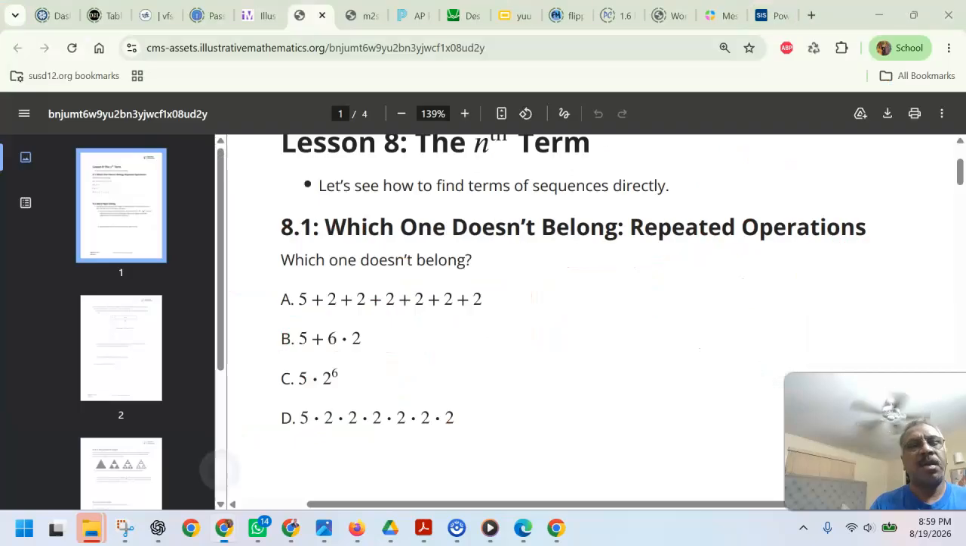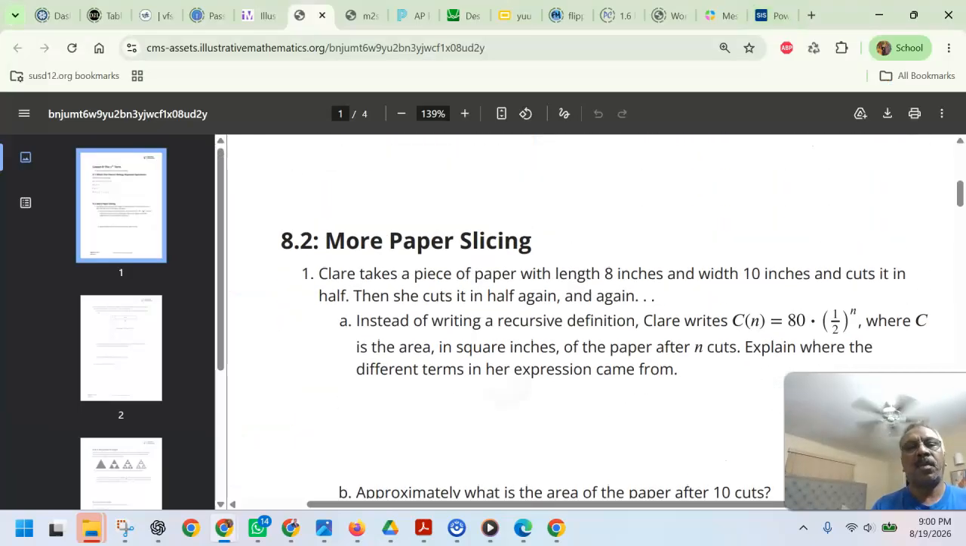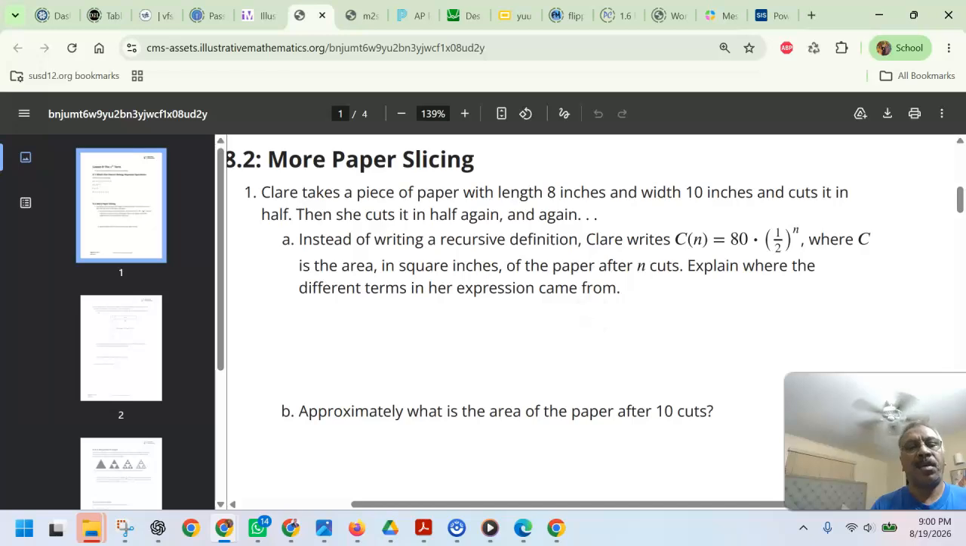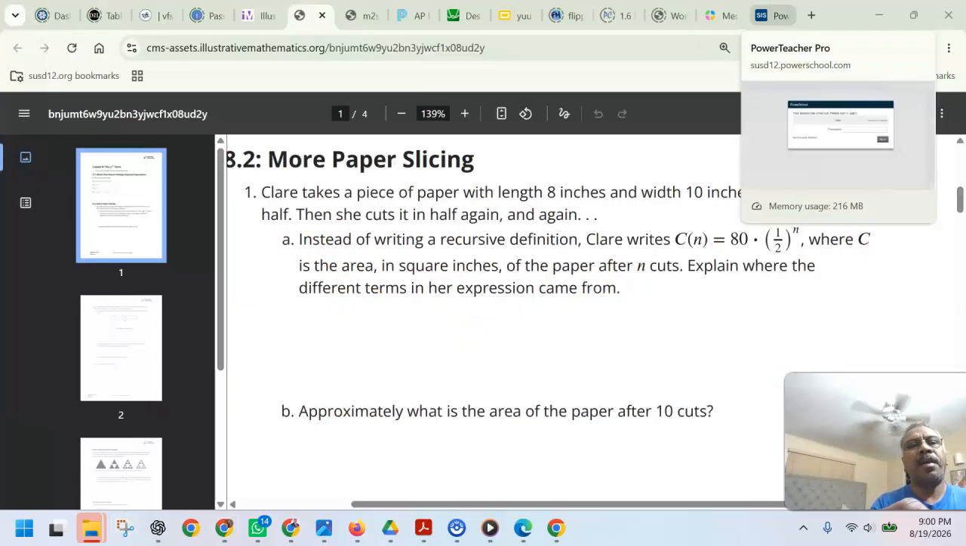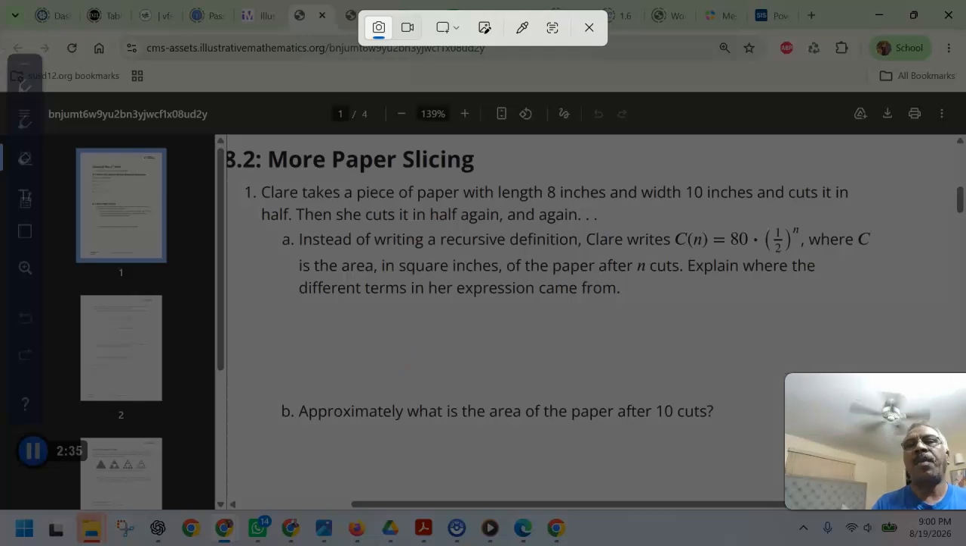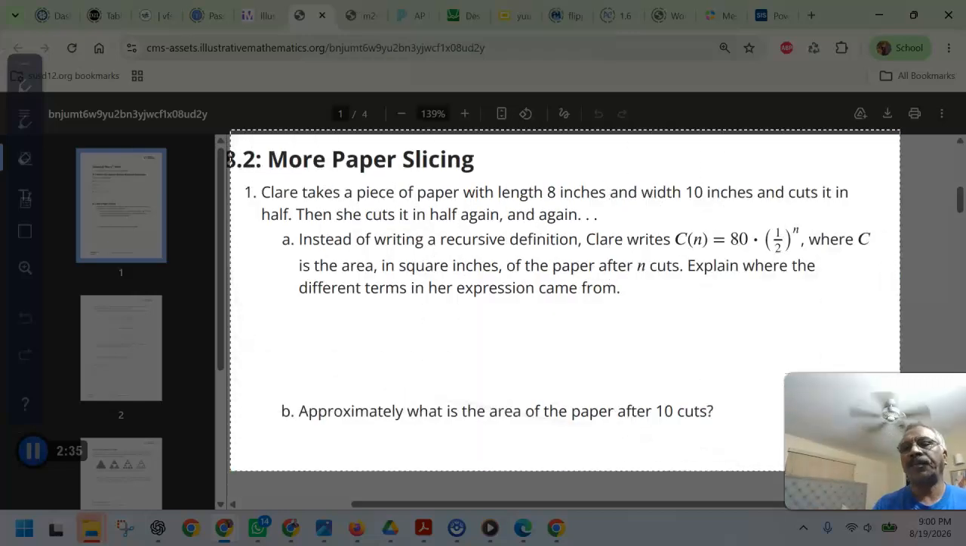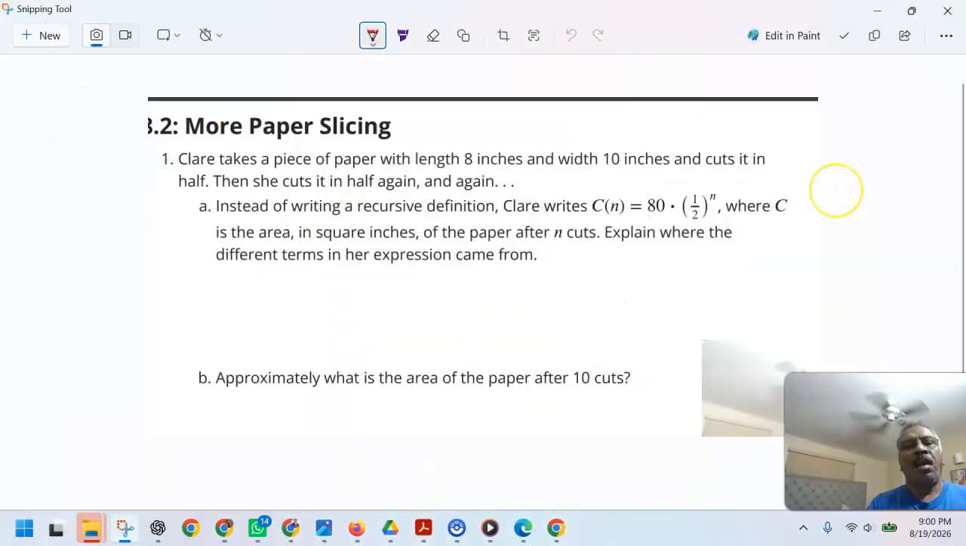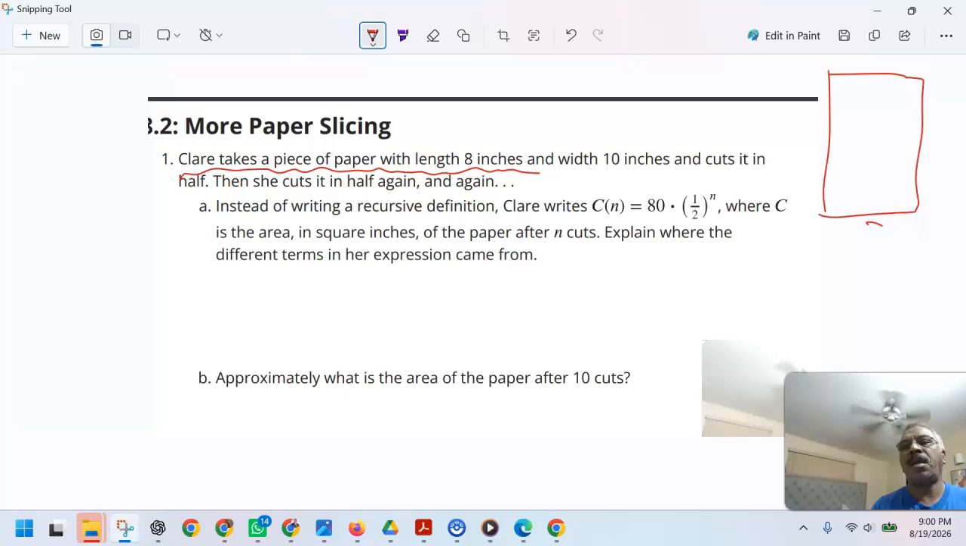Then if you check 8.2, there is an 8 by 10 paper. Claire takes a piece of paper with the length of 8 by 10, and cuts it into half. Then she cuts it in half again and again.